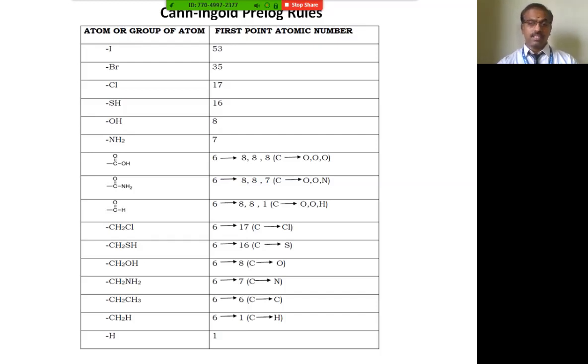Then formaldehyde. That's an aldehyde group, C double bond O H. See now here 6 is connected to 8, 8, and 1. That means two oxygens and one hydrogen. Understood. Similarly, you can calculate for CH2Cl.